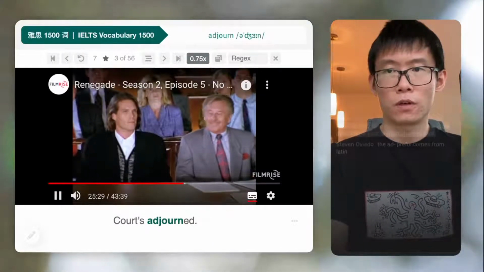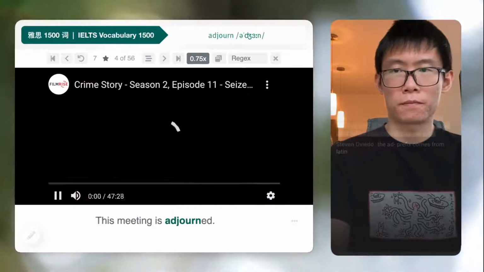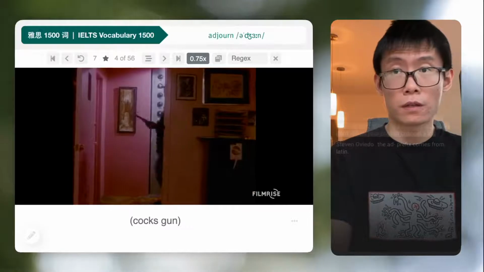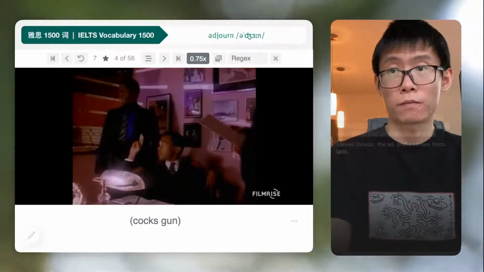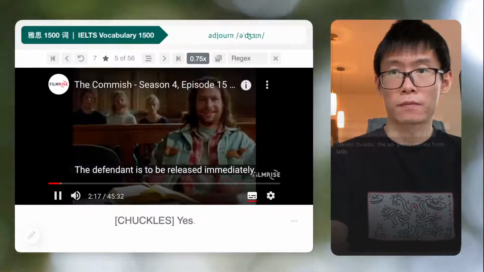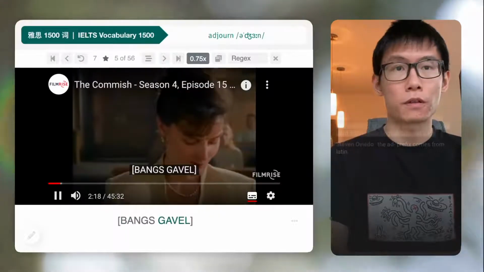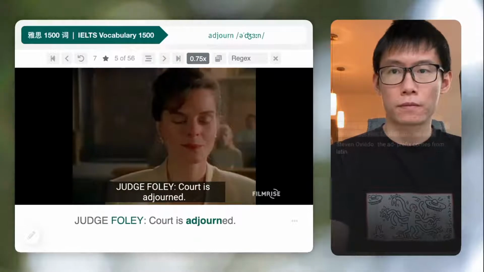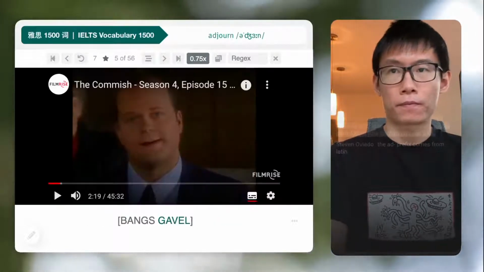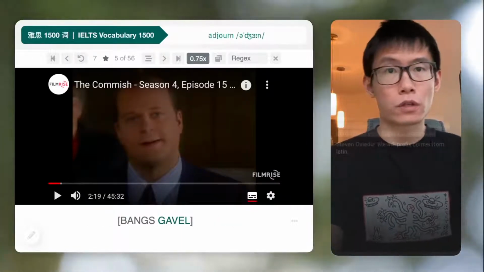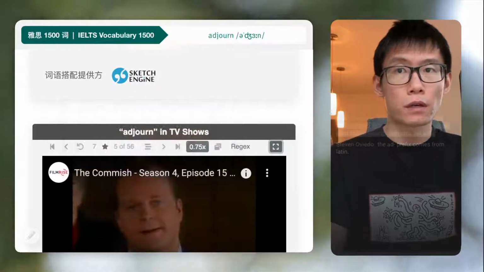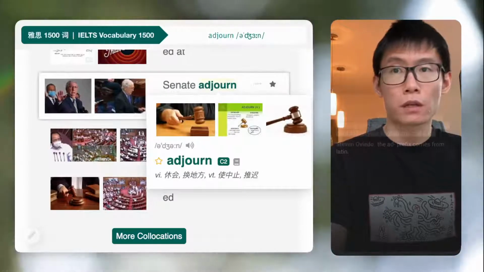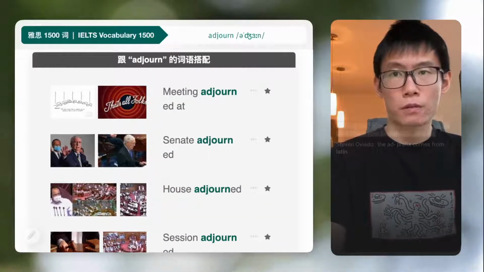Court's adjourned. This meeting is adjourned. That means the meeting is stopped for now. Immediately, court is adjourned. That means this court session is over for now. It's adjourned. Court is adjourned. All right, so that's adjourned. Usually it's used with meetings, sessions, or the Senate or House meetings, or the court. So that's adjourned.